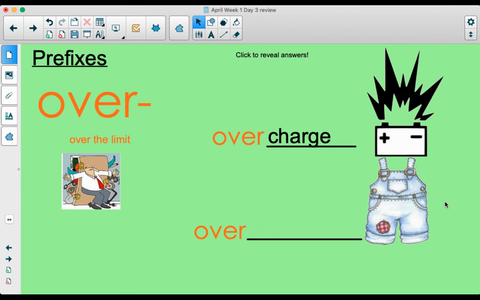Now let's look at this next picture. It is a picture of sometimes what we see farmers wearing. If you are thinking overalls, you are correct.